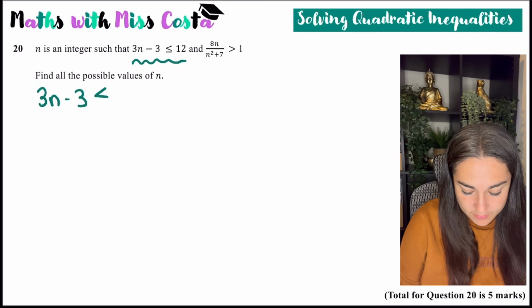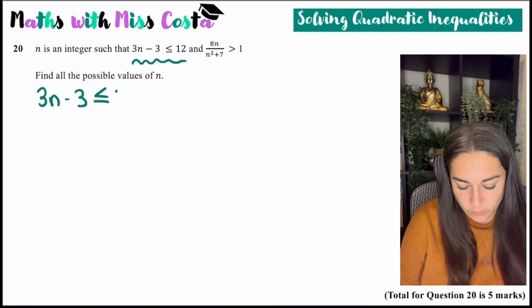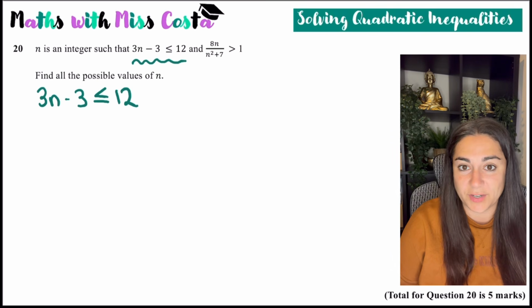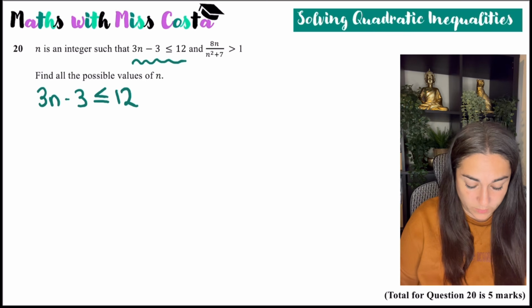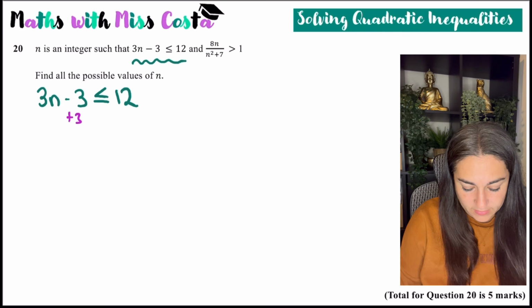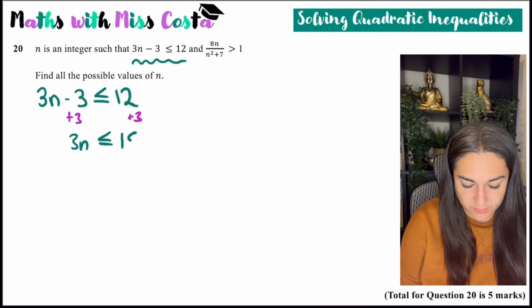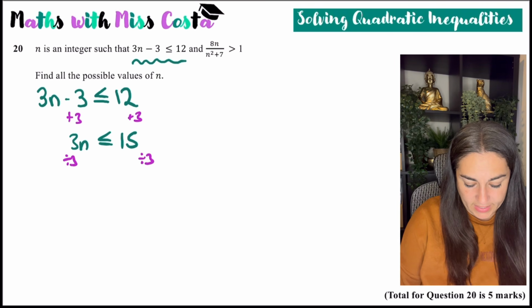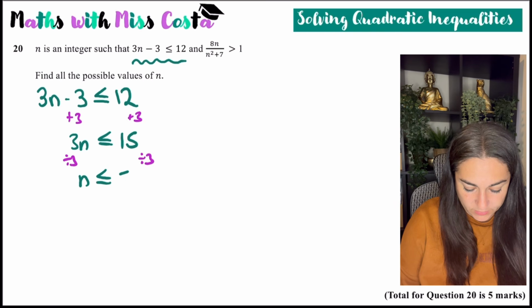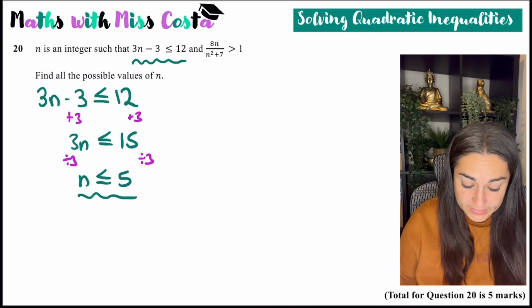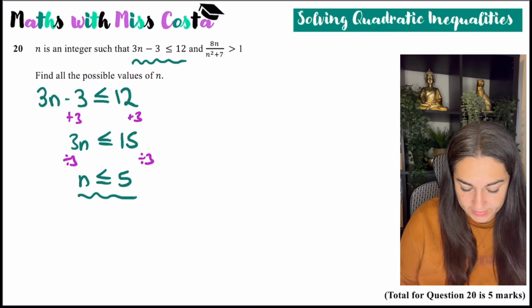So 3n minus 3 is less than or equal to 12. Let's solve this to figure out what the value of n would be. I add 3 to both sides, so I know that 3n must be less than or equal to 15, and then I'm going to divide by 3. So n must be less than or equal to 5. So I know that first part.